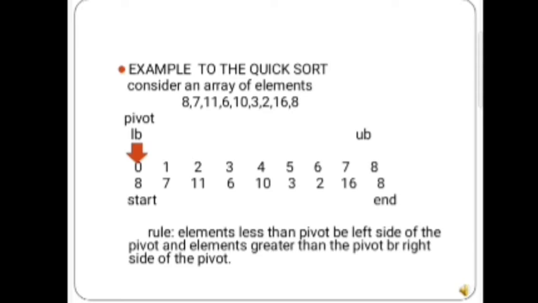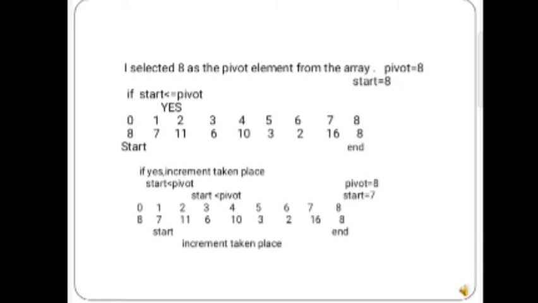We have to select a number as a pivot number. Here I selected 8 as the pivot element from the array. So here the pivot is 8, and because start is at index number 0, here start is 8. According to the algorithm, if start is less than or equal to pivot, yes, the condition is true because pivot is 8 and start is also 8. Pivot is equal to start, so the condition is true.